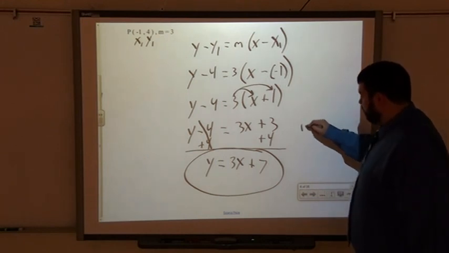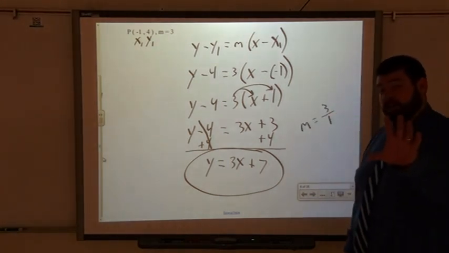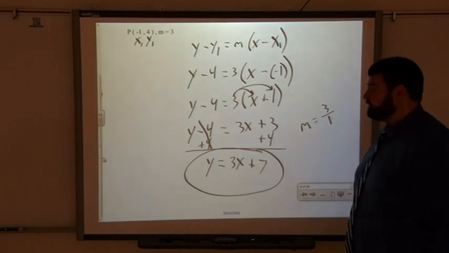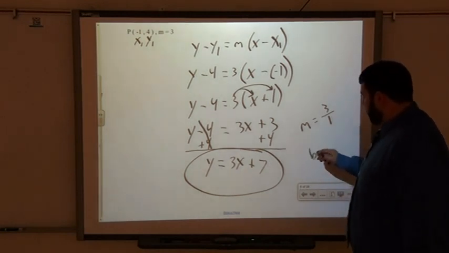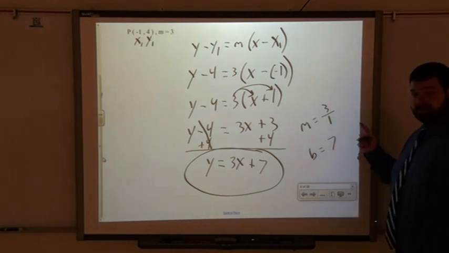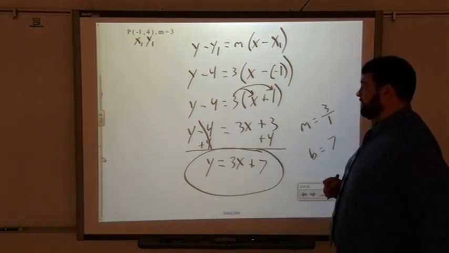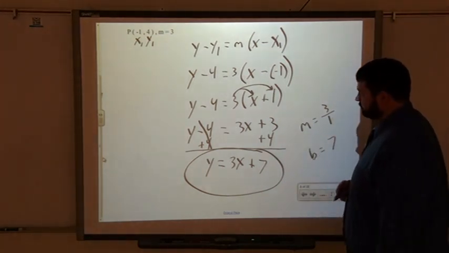Now, my slope is going to be 3, or 3 over 1. And again, it's going to make sense here in a few seconds. And my y-intercept is 7. My slope isn't 3x. It's the number that's with the x. Okay, so please be careful of that. Remember that for in the not too distant future.